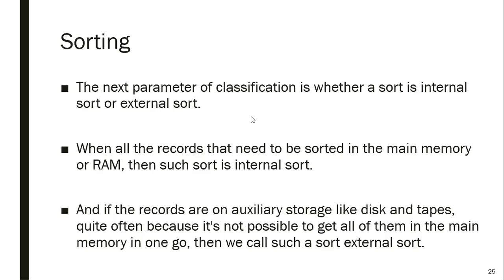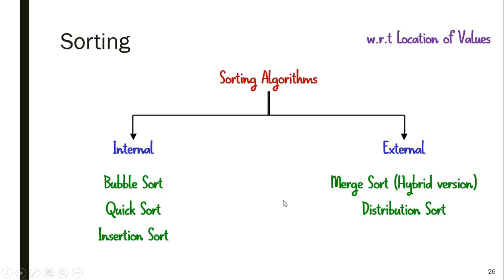But sometimes data is very, very large, and we cannot load all the values on the RAM. So then we have to do sorting either in batches, or we have to do sorting on disk. This is called external sorting. If the records are on auxiliary storage like disks and tapes, quite often it is not possible to get all of them in the main memory in one go. Such a sort is called an external sort.